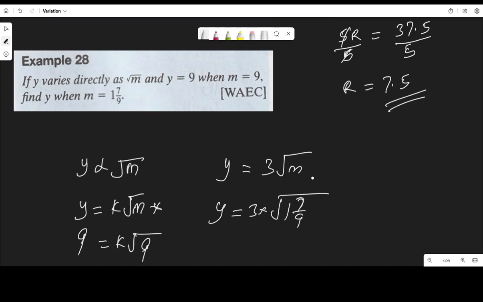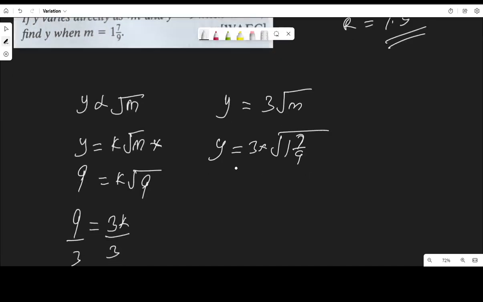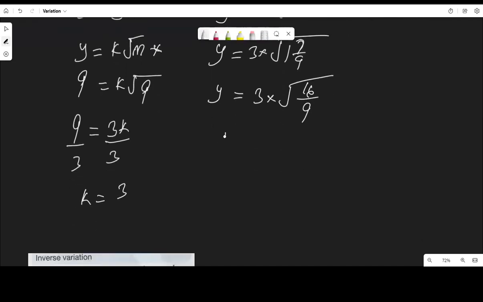Now turning this mixed number into an improper fraction, y will be 3 times the square root of 1 times 9 is 9, 9 plus 7 is 16, so 16 over 9. Hence, y is equal to 3 times the square root of 16, which is 4, over the square root of 9, which is 3. The 3 will cancel the 3, y therefore is equal to 4.